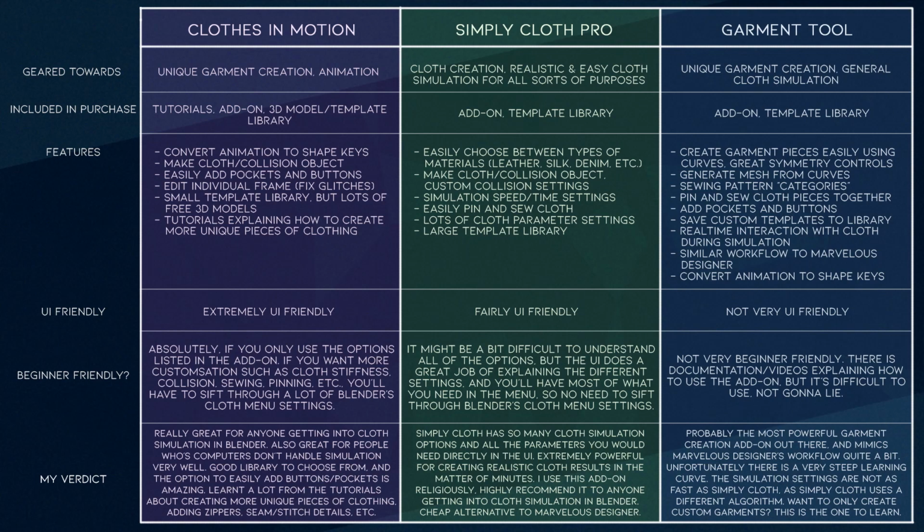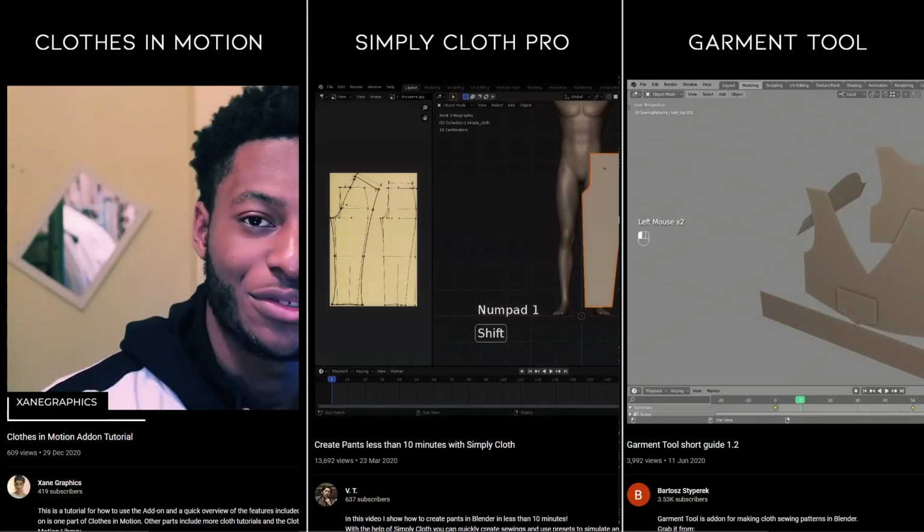So to make these cloth add-ons a bit less confusing, because I know they're all just starting to merge together now, I made a chart kind of listing the features, user friendliness, what's included in the purchase, what the add-ons are specifically geared towards, and so on. Hopefully this chart will help give you a better idea of what add-on to purchase if you're into cloth making in Blender. First of all, three of these add-ons have tutorials on YouTube.